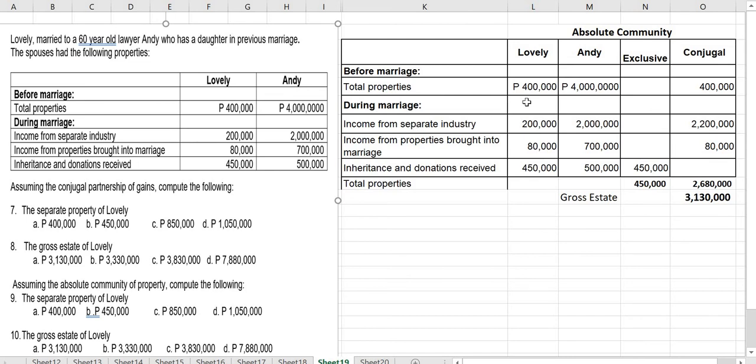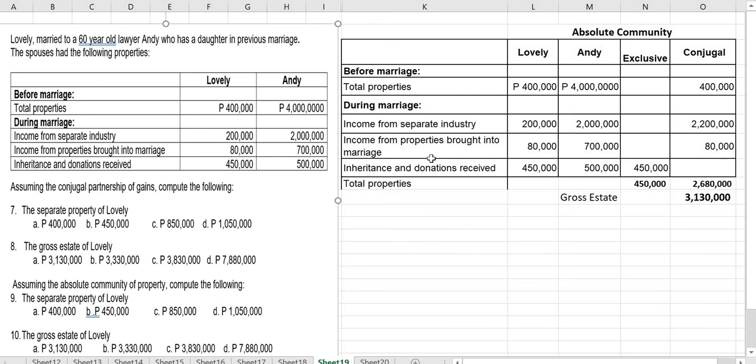Next, what if it is absolute community? Under absolute community, the property of Lovely owned before marriage becomes part of the community. But the property of Andy, which came from a previous marriage, is exclusive. Okay?